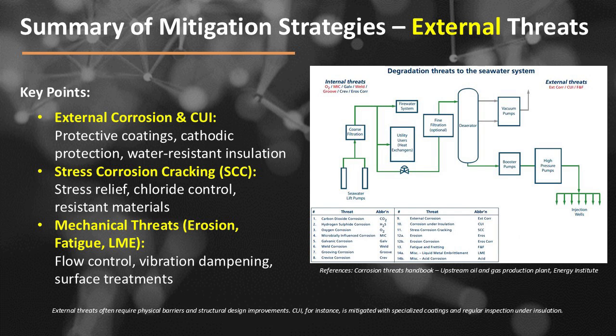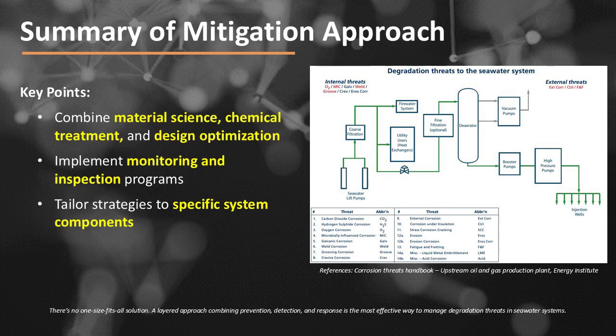Key points. For external corrosion and CUI, the mitigation strategies that can be used are protective coatings, cathodic protection, and water-resistant insulation. For stress corrosion cracking, or SCC, they are stress relief, chloride control, and resistant materials. For mechanical threats such as erosion, fatigue, and LME, they are flow control, vibration dampening, and surface treatments.